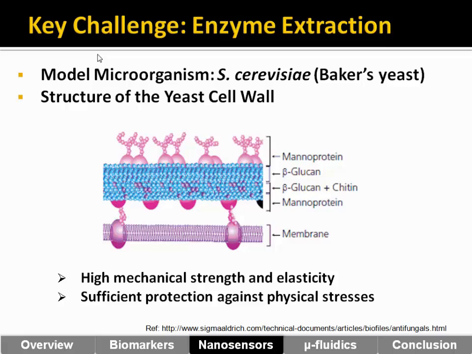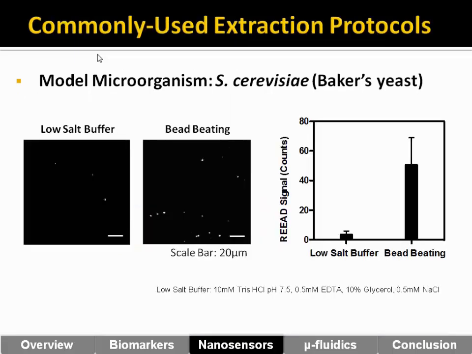cerevisiae as an example. If we look into the cell wall structure of the yeast cells, it usually has very high mechanical strength or rigidity. It's natural because the yeast has to withstand various kinds of physical stress in the natural environment to survive. So if we use the low-salt buffer, which we would typically use for mammalian cells, for example, to extract the enzyme out from the yeast by osmosis, it's ineffective.